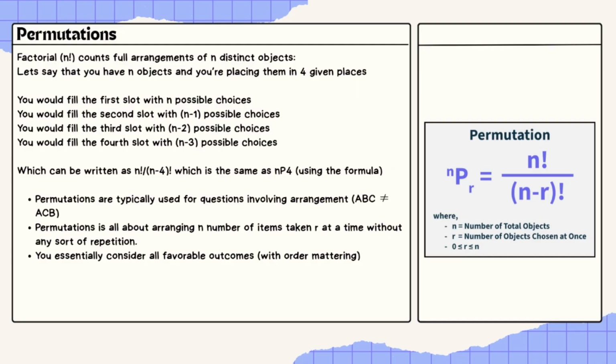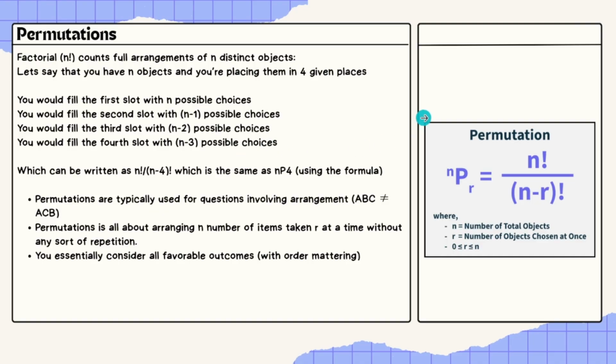First of all, you need to know about factorial. Essentially, it counts full arrangements of n distinct objects. So let's say that you have n objects and you're placing them in 4 given places. So you would fill the first slot with n possible choices, then you would fill the second slot with n minus 1 possible choices since you already chose one object for your first case. Similarly, for your third slot, there would be n minus 2 possible choices and so on.